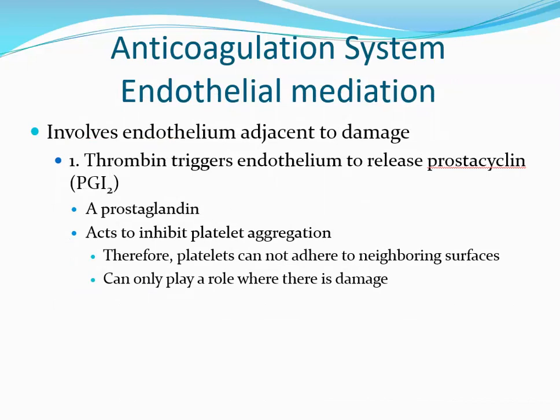The second factor is endothelial mediation. Again, this involves normal endothelium adjacent to the site of damage. Now here's another role of thrombin. Thrombin triggers normal endothelium to release a material called prostacyclin. Prostacyclin is a prostaglandin, and it helps to inhibit platelet aggregation. In this way, platelets cannot adhere to the neighboring normal surfaces of the blood vessel. They can only play a role where there is actual damage.